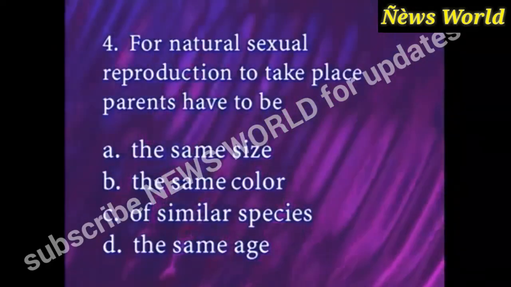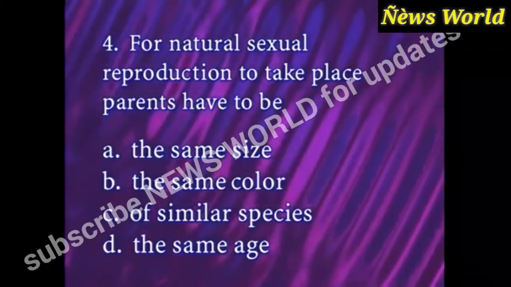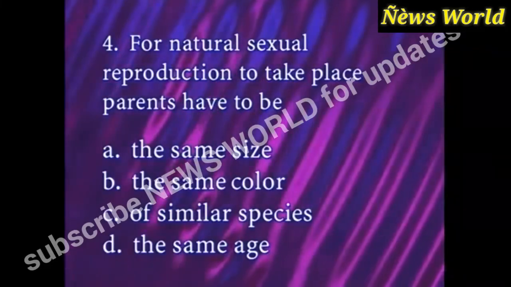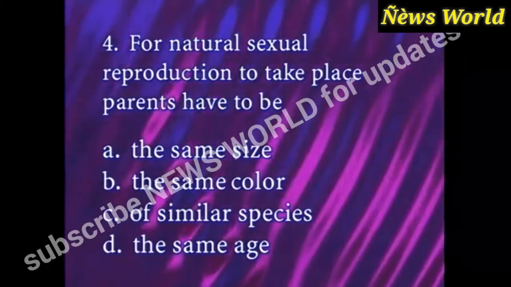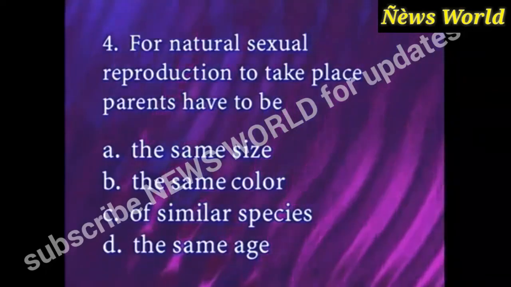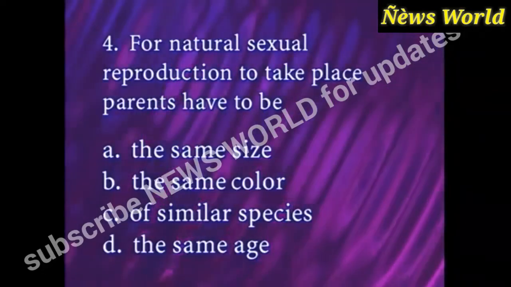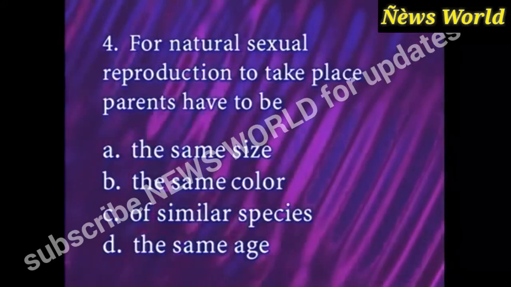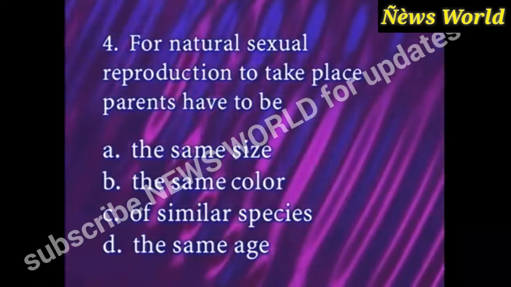For natural sexual reproduction to take place, parents have to be A. The same size. B. The same color. C. Of similar species. D. The same age.